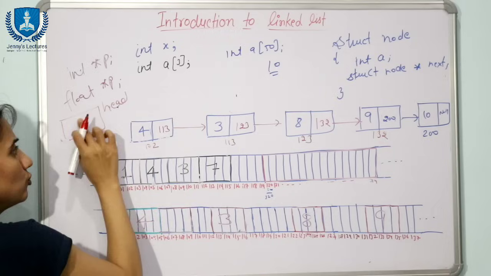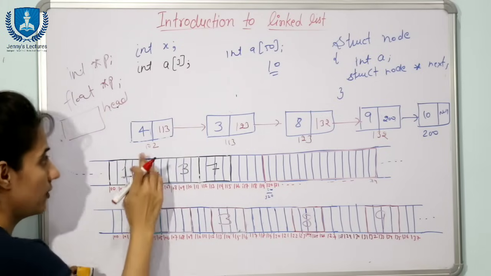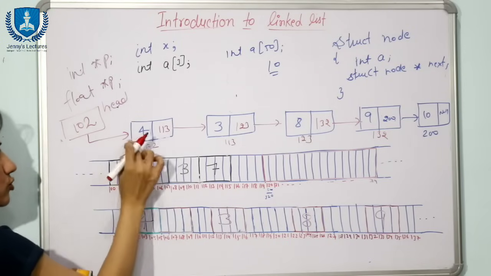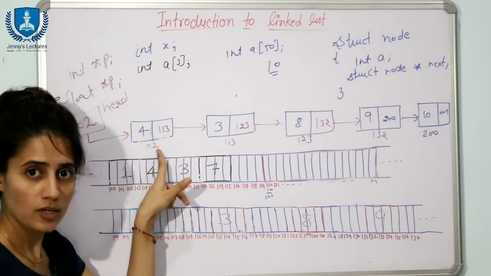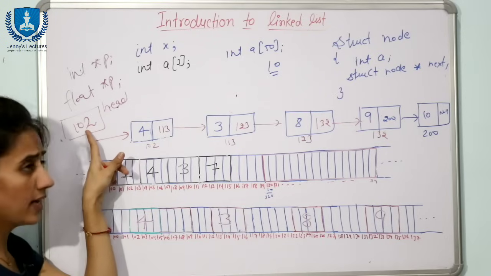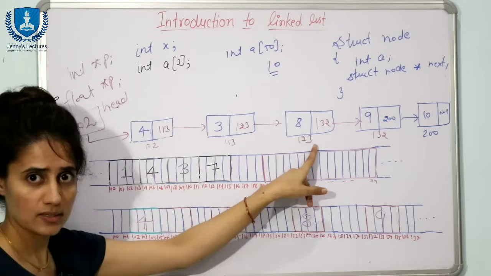This pointer is going to store the address of the first node in the linked list. Address of first node is 102. So this head is going to point to the first node in the linked list, right? If you know this address 102, if you know the value of this head pointer, then you can easily traverse this linked list. Fine.